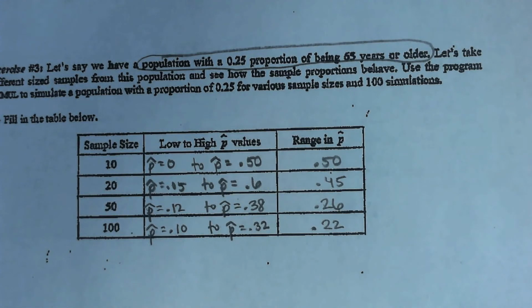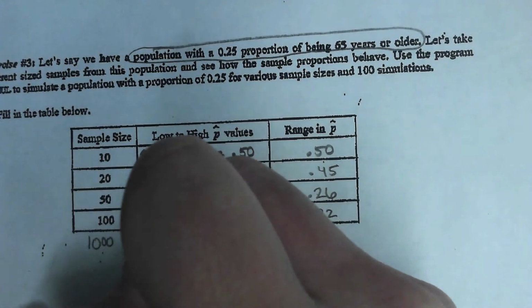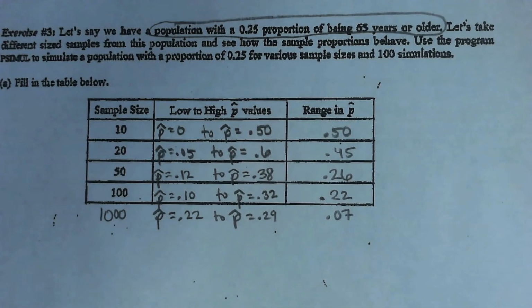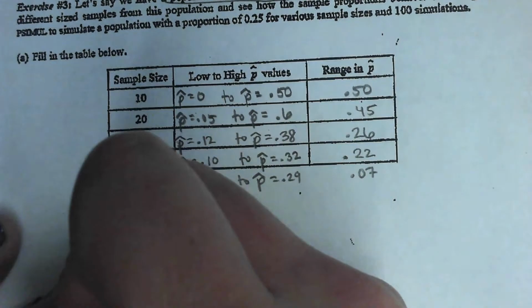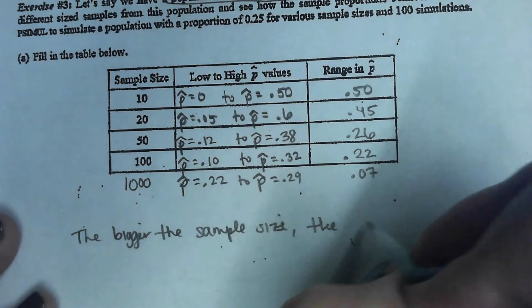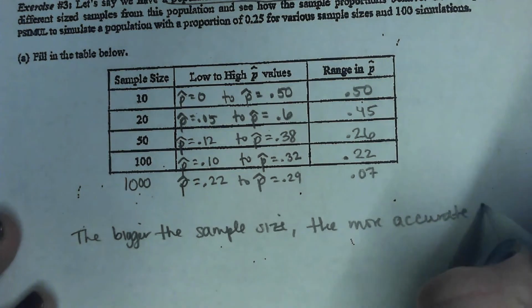Not that this is on there, but actually let me take a sample size of 1,000 and run that. If I take 1,000 people, the chances of none of them being over the age of 65 is slim to none. 0.22 on your low end to 0.29 on your high end. Let's add that column. If I take a sample size of 1,000, my low end was 0.22 to my high end was 0.29. That's a range of just 0.07. Clearly pinching in. The moral of this story is, the bigger the sample size, the more accurate to the population.